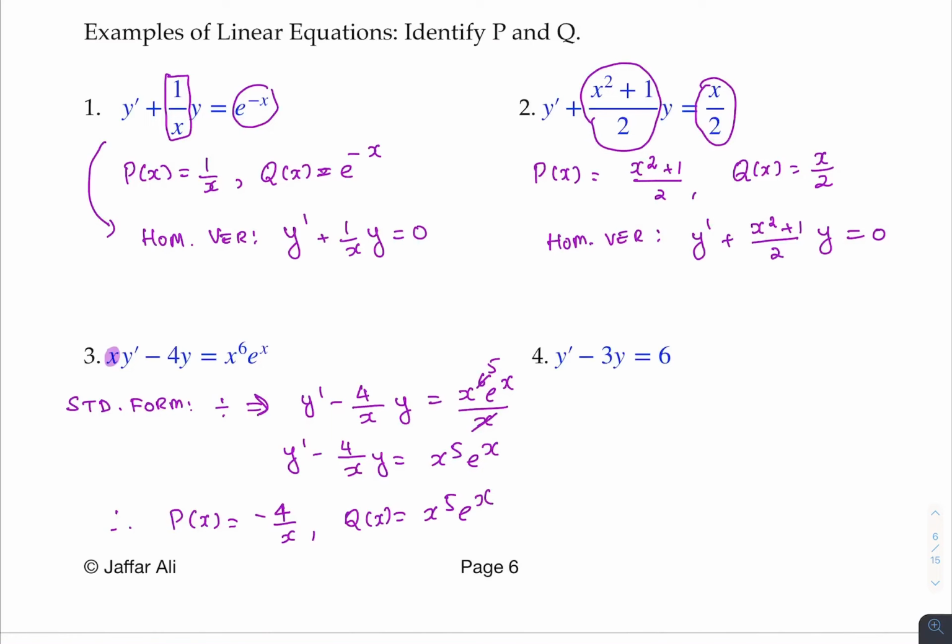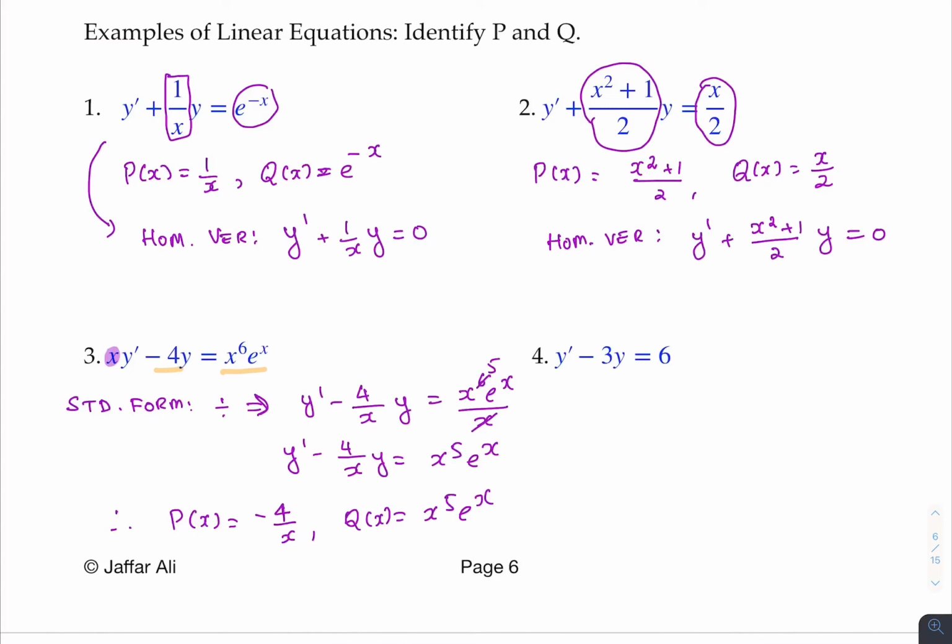Again, if you're not paying attention to this, if you don't write this in the standard form, you may mistakenly identify your p of x as negative 4 and the q of x as x to the 6 e to the x, which will result in the wrong answer. So keep that in mind.